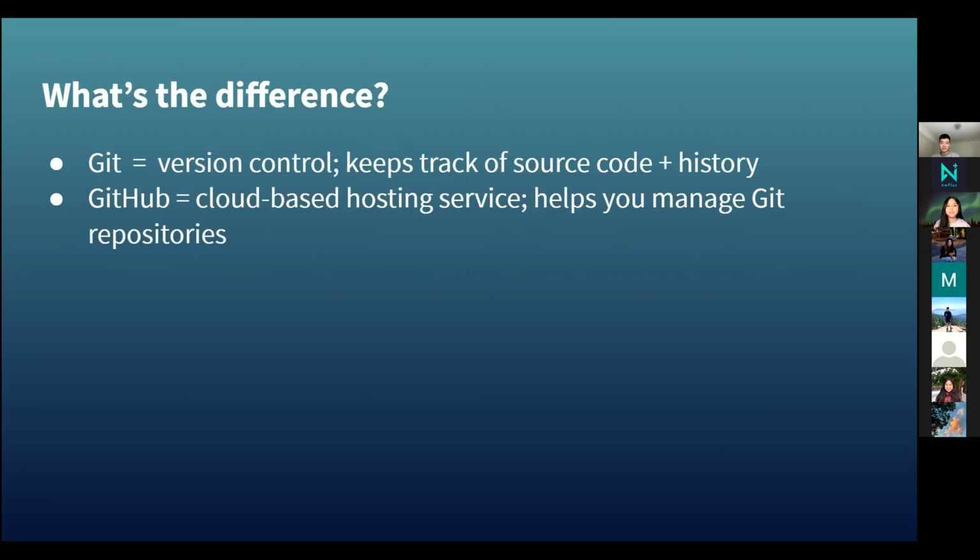If you have heard the term GitHub before, which you probably have if you did the pre-workshop to-dos, you will probably be wondering what's the difference between Git and GitHub. The way of thinking about it is that GitHub is kind of like the larger concept. It's the cloud-based hosting service that helps manage Git repositories. So Git is kind of like in GitHub. As we mentioned before, Git is that version control, which keeps track of our code, and then GitHub is essentially the hosting service that allows us to do all that.